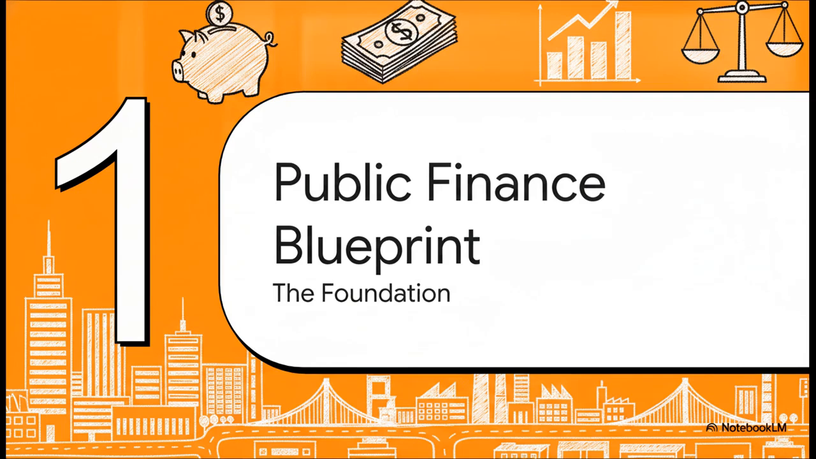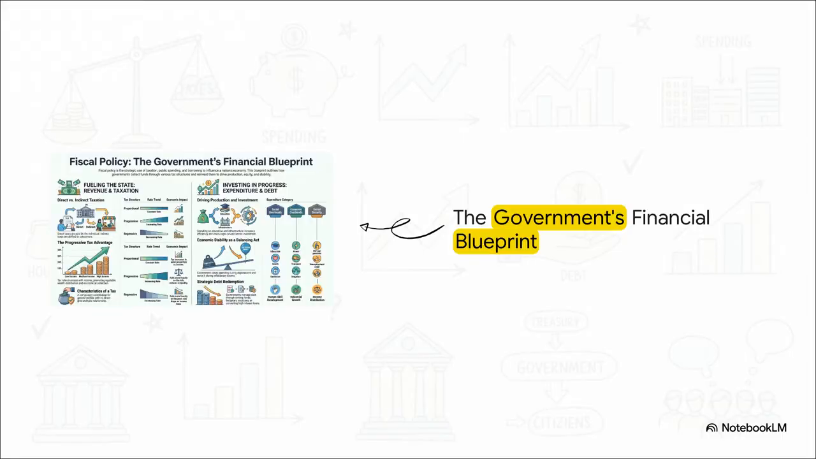Section 1. The Public Finance Blueprint. Let's lay the foundation. To really understand this, think of the government as a massive circulatory system for the economy. On the collection side, you've got fueling the state through revenue and taxation. That's the intake. Then on the distribution side, you've got investing in progress through expenditure and debt management. Essentially, the government draws funds in through various tax structures and then pumps them right back out to drive production, equity, and stability, funding things like infrastructure, education, and social security.